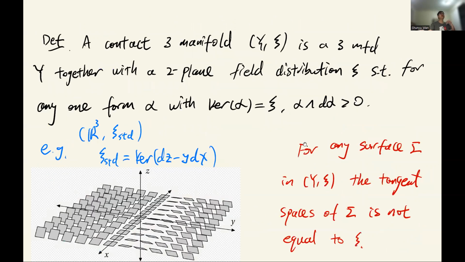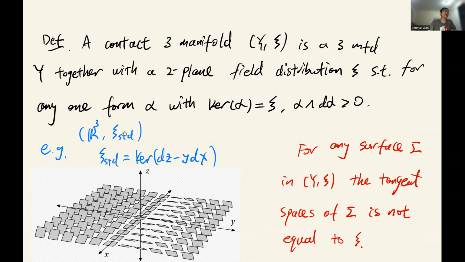So let's start with the definition of the contact three-manifold. A contact three-manifold (Y, ξ) is a three-manifold Y together with a two-plane field distribution ξ, such that for any one-form α with kernel of α equal to ξ, you have α ∧ dα is positive.